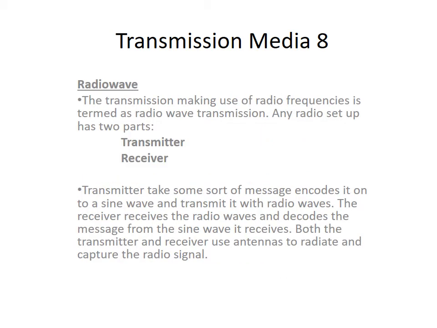Radio wave. The transmission making use of radio frequencies is termed radio wave transmission. Any radio setup has two parts, the transmitter and the receiver. The transmitter takes some sort of message, encodes it onto a sine wave and transmits it with radio waves. The receiver receives the radio waves and decodes the message from the sine wave it receives. Both the transmitter and the receiver use antennas to radiate and capture the radio signals.